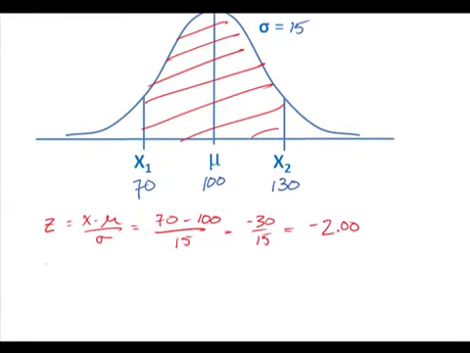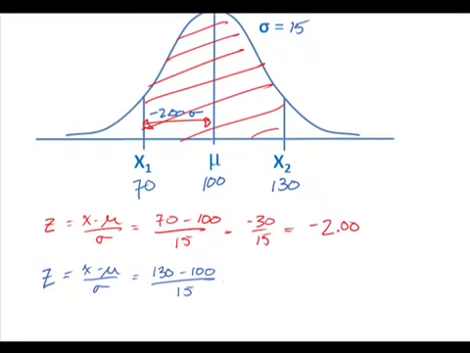We also find a z for the second side. Actually, let's put this in here, negative 2.00 standard deviations. Now, let's find the second side, the right side. Z is equal to x minus the mean over the standard deviation, which is equal to 130 minus 100 over 15, which is equal to 30 over 15, or 2.00.